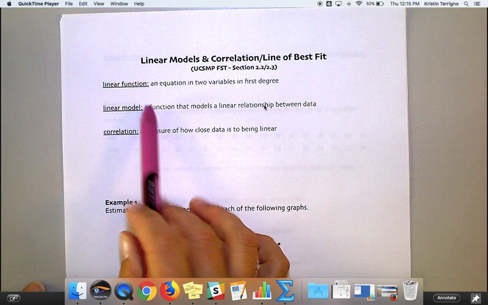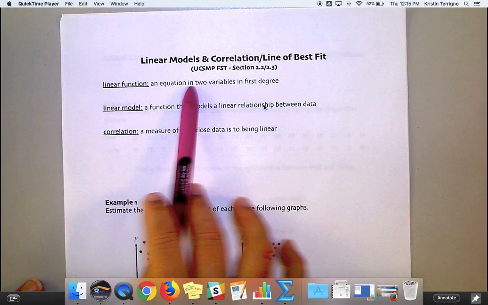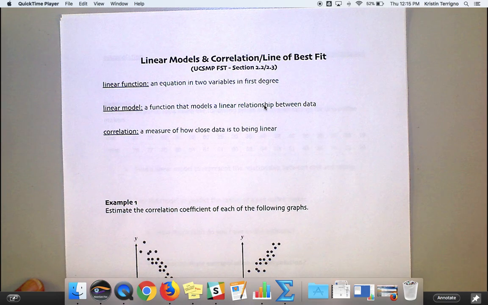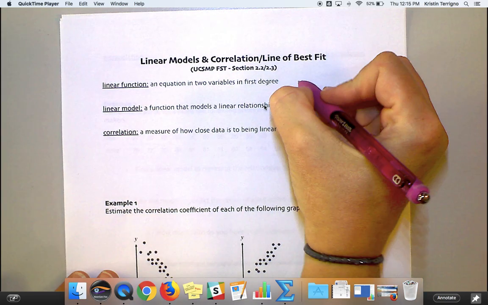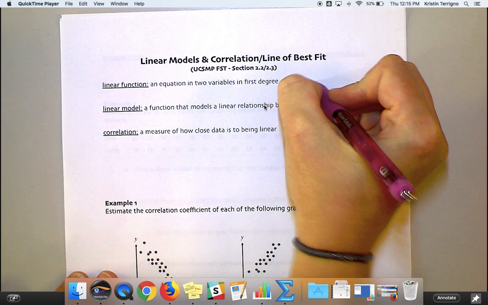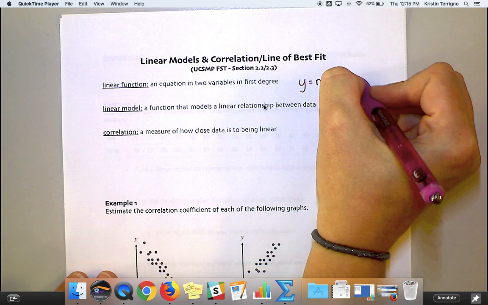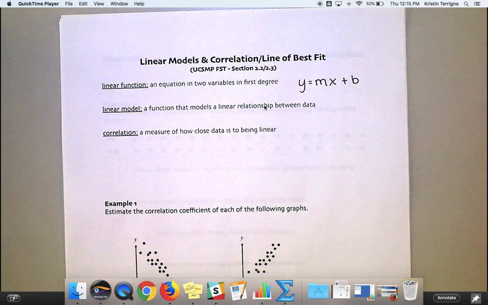So a linear function, in its most basic definition form, is an equation in two variables in the first degree. What we're probably used to thinking of is like y equals mx plus b. That's a linear equation, okay? Linear equations are formed by repeated addition. So, I'm starting at 5 and I'm increasing by 3 over and over and over again.